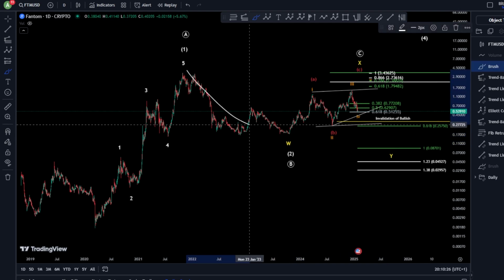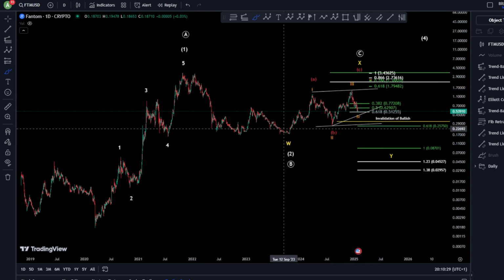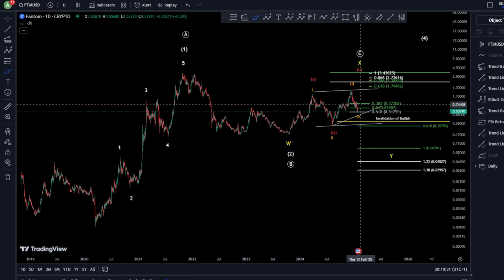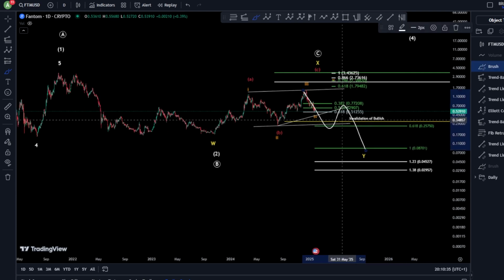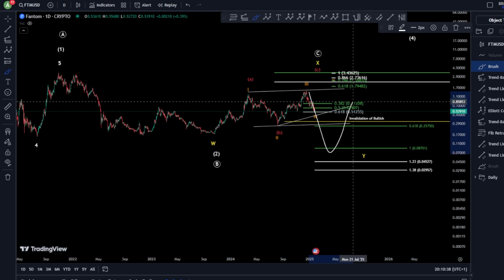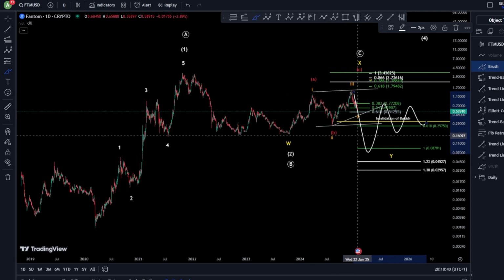In case we did not finish this corrective wave, it will be a W, X, and a Y, where for your wave Y we would like to see any structure here, as a zigzag, a flat, a triangle, or even a sideways range.